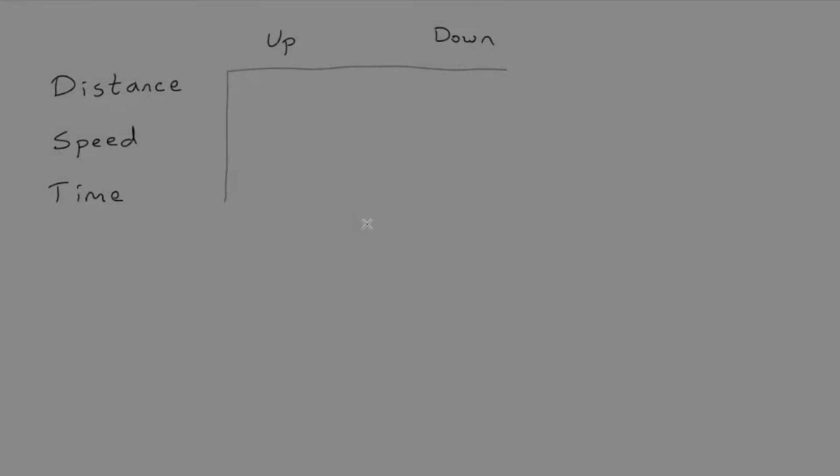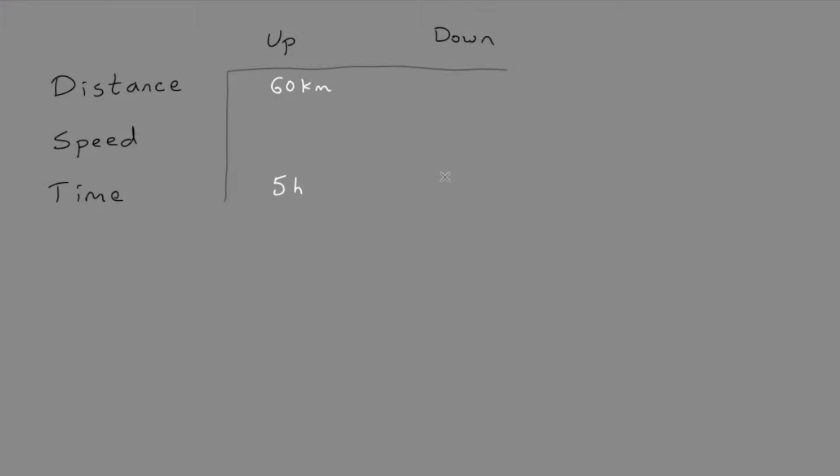This question gives us the time and the distance and asks us to find the speeds. So let's make a table with distance, speed, and time for upstream and downstream, and we'll fill in. So to go up against the current, the distance given was 60 kilometers and the time was 5 hours.